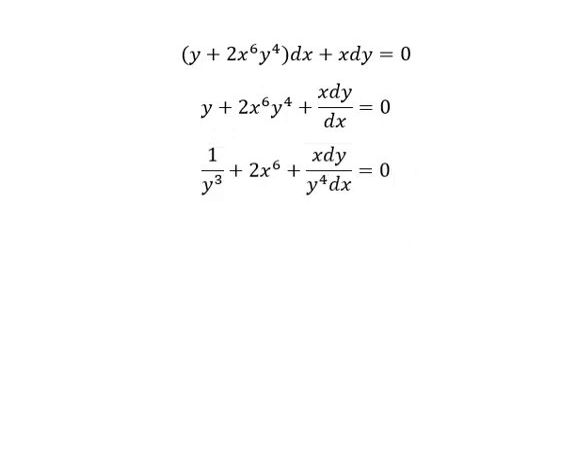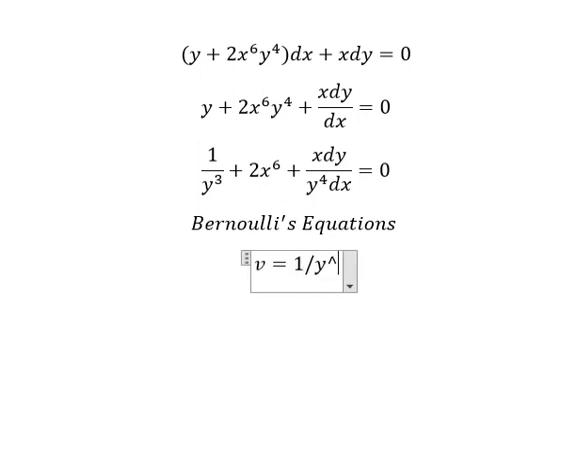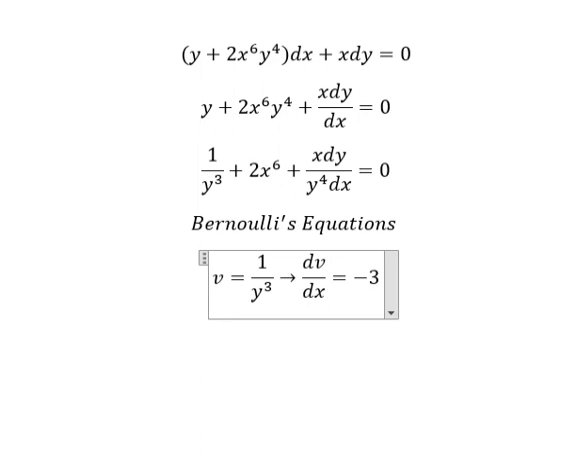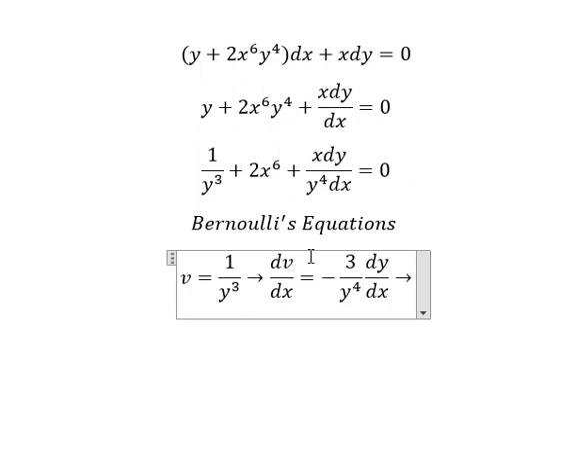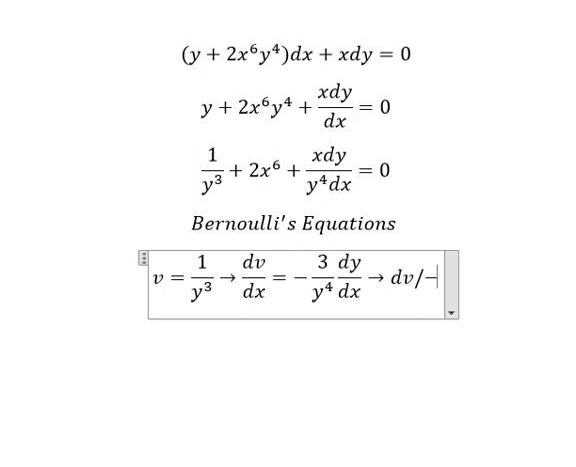This is about Bernoulli's equation. So I will put v equals 1 over y to the power of 3. Later, we need to first take the derivative of both sides, and we have it like this. Because we don't have negative 3 in here, we divide both sides by negative 3.